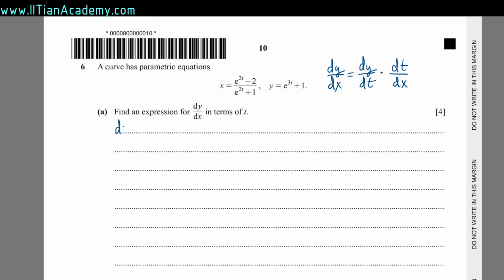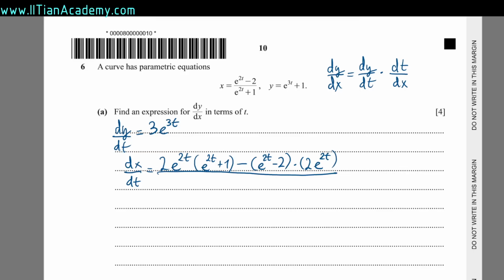So dy/dt is going to be 3 times e to the 3t. And then we need to find dx/dt. So we have to find the derivative of this with respect to t. For that, I will use the quotient rule. First, the derivative of the top is 2 times e to the 2t, and then we multiply it with the bottom, so e to the 2t plus 1. Then from this, we subtract the top times the derivative of the bottom, so 2 times e to the 2t. And this we divide by the bottom squared.